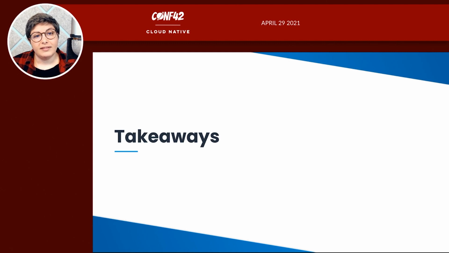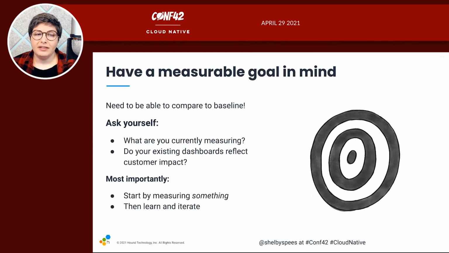So here are some things I hope that you can take with you. The most important thing to remember when considering a significant technology migration is to have a goal in mind, something that's measurable so you know whether or not your change was successful. You need to be able to compare your experiments to a baseline. SLOs are a really great way to approach this.